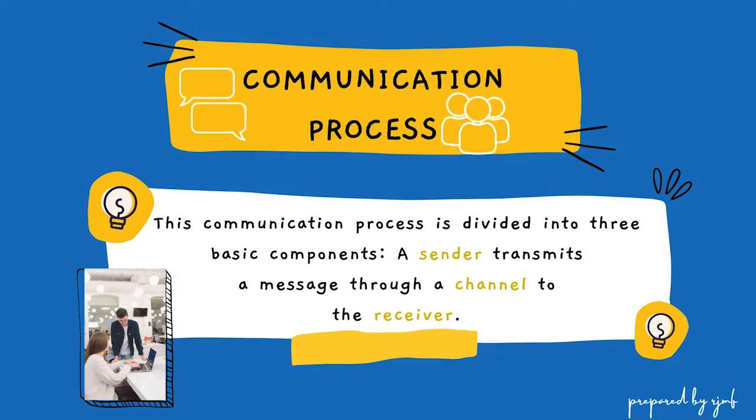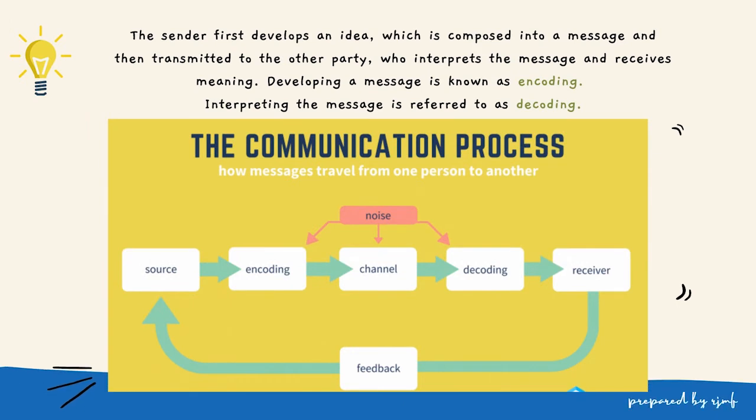This communication process is divided into three basic components. A sender transmits a message through a channel to the receiver. Now, think about a situation wherein you are the sender and you are giving a message through a channel. For example, you are using a cell phone to send a message to your mother. The sender first develops an idea, which is composed into a message and then transmitted to the other party, who interprets the message and receives meaning. Developing a message is known as encoding. Interpreting the message is referred to as decoding.